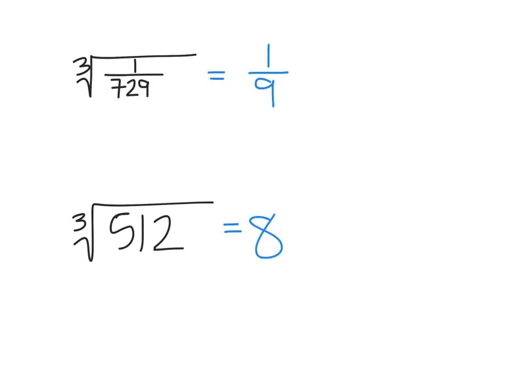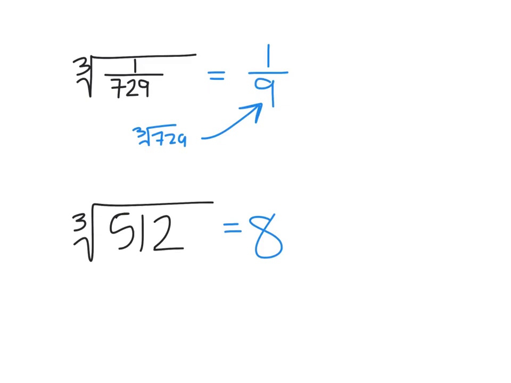All right, and these are the 2 answers. For the top one, I wanted it to be a fraction, so in my calculator, I actually just typed in the cube root of 729, and I got that that was equal to 9, which means that I know my final answer is going to be 1 over 9. And then for the second one, I typed in cube root of 512, and that equals 8. That means that 8 times 8 times 8 is equal to 512.